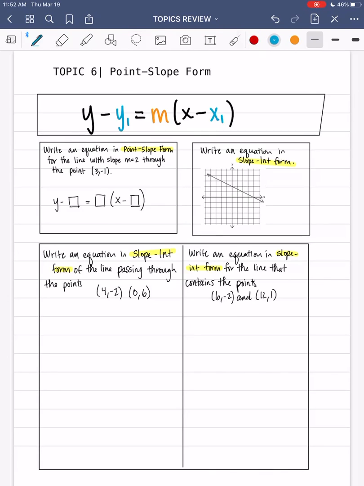So y minus y1 equals m times x minus x1. M is still a slope. The things in colors are numbers that need to go there. They should give you a pair of numbers, like x1, y1. Those should end up being numbers, and the things in black stay just like that. So let's see an example of that.